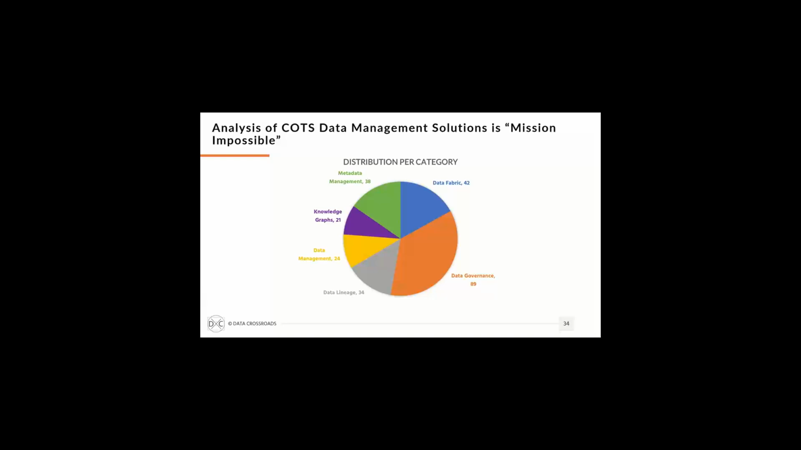So almost a year back, I analyzed 168 data management related tools. The slide shows the classification of the tools I analyzed. I considered data management, governance, lineage, metadata management, and knowledge graph tools. I discovered several challenges.